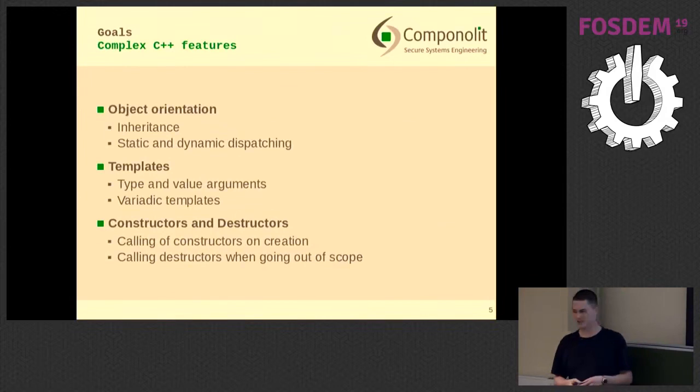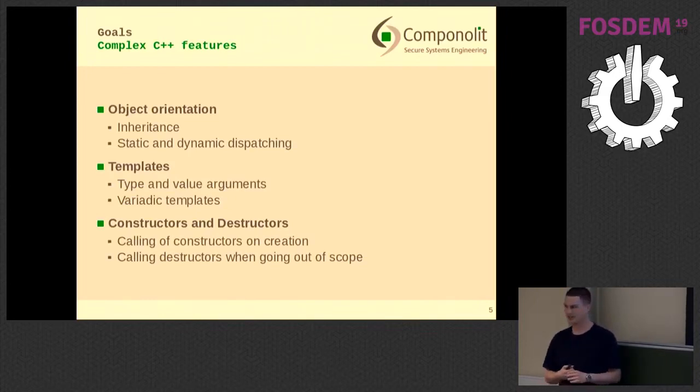So what are the C++ features that are hard? Object orientation. Okay, we have that in Ada. But we want static and dynamic dispatching to work, so we have to look in C++ if we have a vtable and if we use virtual functions, and if we need to use a tagged type in Ada. Also, we want to use C++ templates, which is a concept that doesn't exist in Ada. So this is going to be interesting.